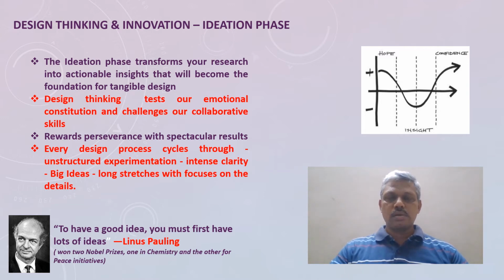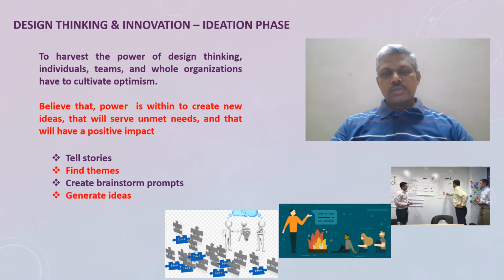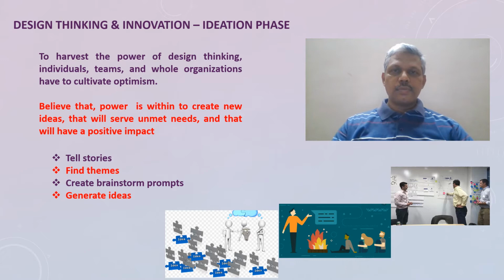To put it in the best words of Linus Pauling, who is a Nobel laureate twice, once in chemistry and once for peace initiatives: to have a good idea, you must have lots of ideas. That's the crux of the entire story here. In this phase, optimism plays a major role, and the entire team has to cultivate the habit of showcasing optimism. They should believe that they're going to solve the problem and serve the unmet needs of the users. The confidence should be there.